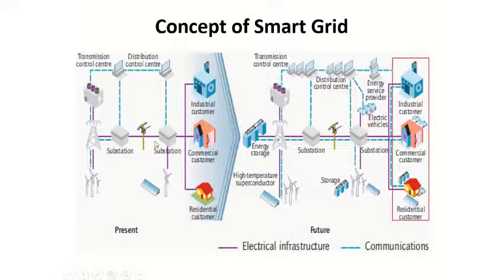The change from the present grid to the future grid is that the energy storage system is included in the grid, and a communication channel is established with the consumer. So these two are the major differences in the smart grid: application of various energy storages, inclusion of renewable energy sources, and communication between the systems.